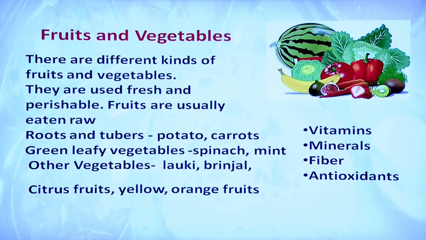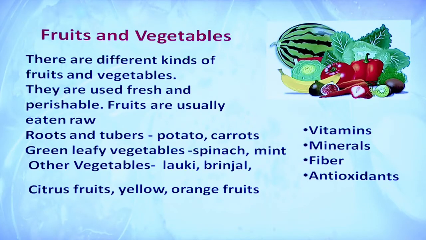Some of them are stored in ambient conditions, some are stored in the freezer or as deep freeze material, or in the refrigerator. Fruits are also eaten raw. Vegetables can be divided into 3 large groups: roots and tubers, which give potatoes, carrot, radish, turnip, etc.; green leafy vegetables, spinach, mint, coriander, fenugreek, etc.; and other vegetables, the list is very long: lauki, brinjal, tinda, pumpkin, etc.